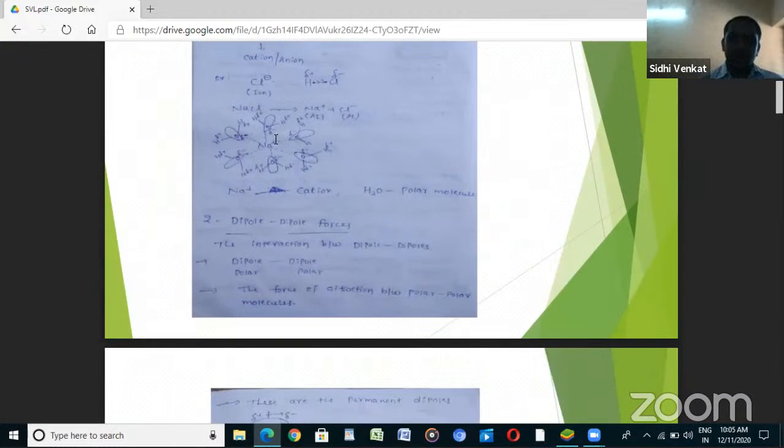dipole-dipole forces. Look at this, students. What is meant here? Dipole and dipole, both are polar molecules. The interaction between polar molecules and polar molecules, that force of attraction, is called dipole-dipole forces. Here one dipole and another dipole. What are the molecules? These are polar and polar molecules. Look at the example, students.